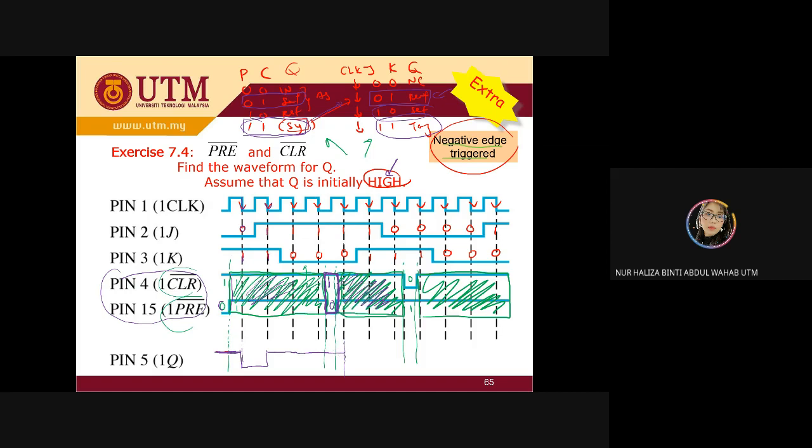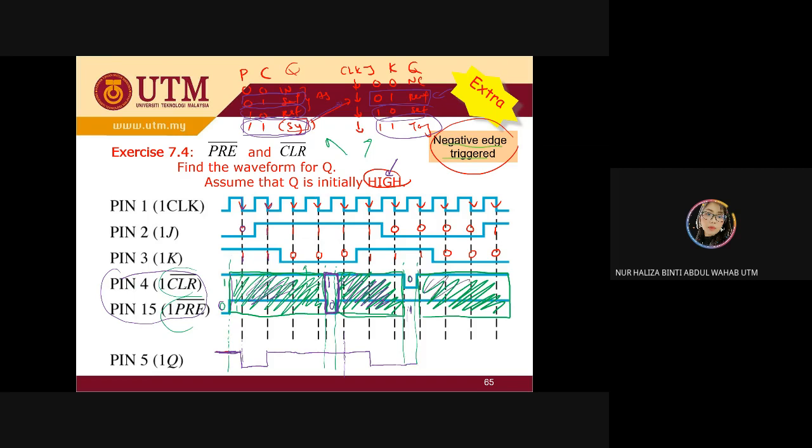My clock is 1 0. 1 0 is set. Another clock is 1 1. 1 1 will be toggle. This one is 0 1. It will be reset until I reach 0 1, 1 0 for my pre and clear. It will be reset.